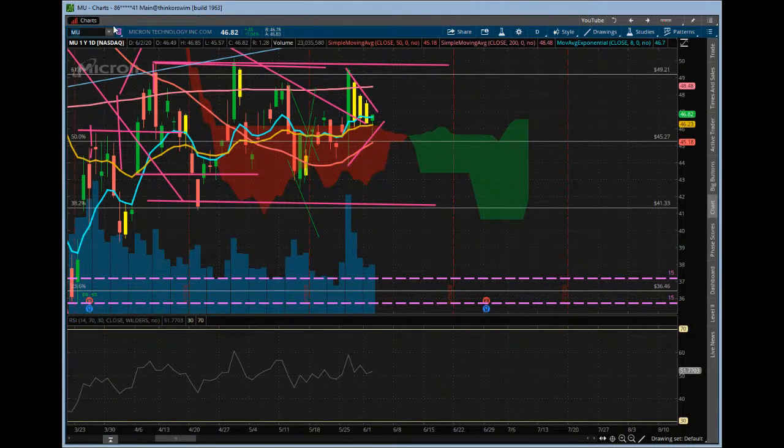It stinks. No one likes getting stopped out. But let's see. It did hold those triple ins today, so it might try to test the top of them, especially if the semis stay strong.